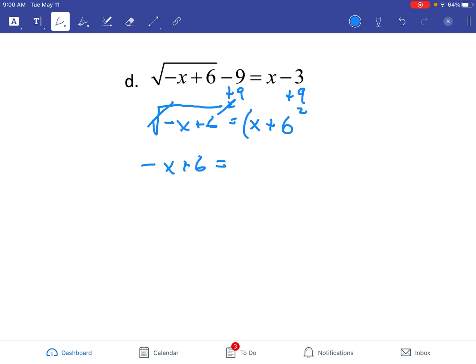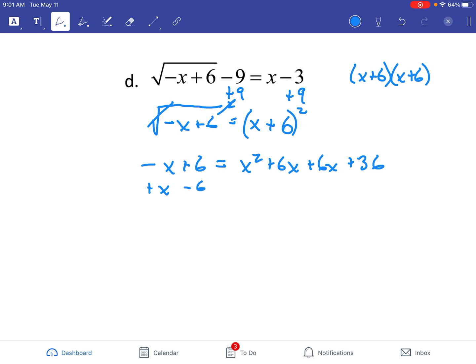On the other side, I have to square x plus 6, which means I have to multiply x plus 6 times itself, just like that. So x times x is x squared. X times 6 is 6x. Another x times 6 is another 6x, and 6 times 6 is 36. All right. I'm going to add x and subtract 6 from the left to the right. Those will go away, and I combine all my like terms on the right-hand side.